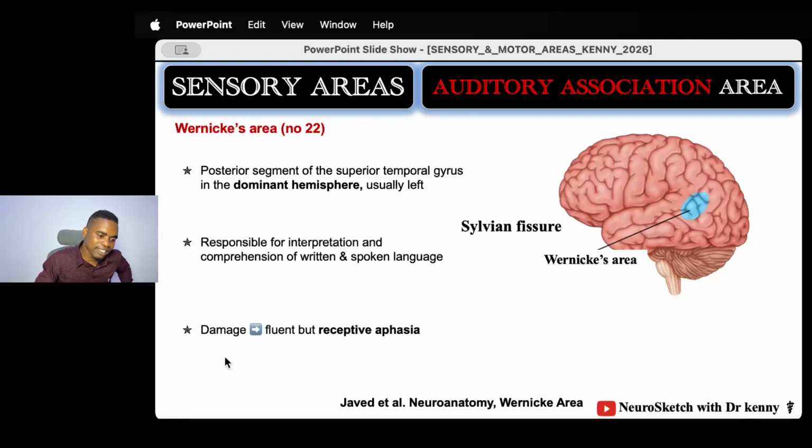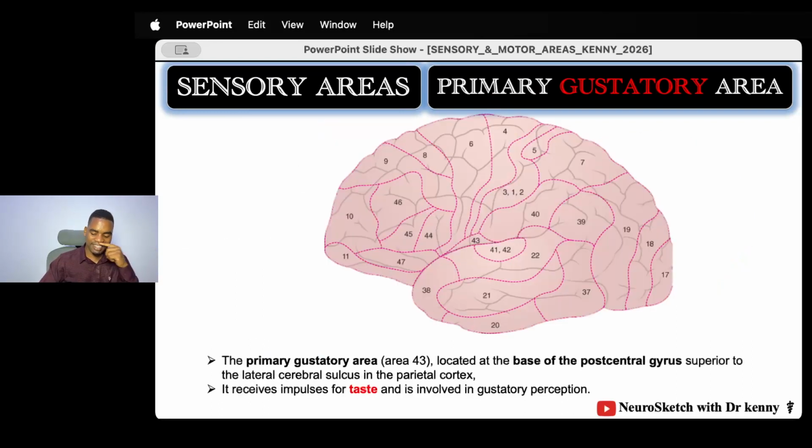So damage to this region results in fluent but receptive aphasia. It is fluent in such a way that someone is talking freely and fluently, but he or she is not understanding what they are saying, or is not understanding what someone is telling them, or is not understanding written language. Given a paragraph, you cannot understand what it means. That is the auditory association area. I've emphasized it a lot because we can have many questions coming from this area, which is Wernicke's area, Brodmann area number 22.